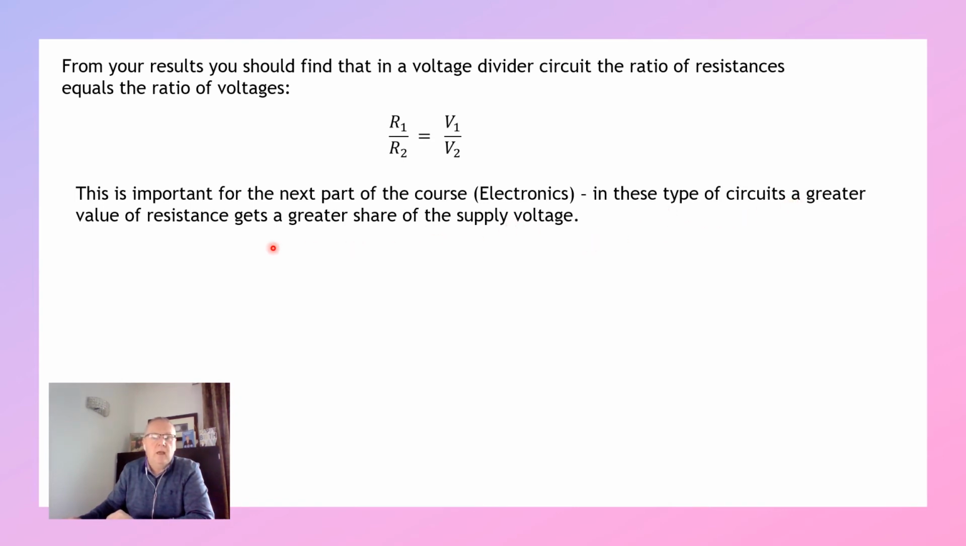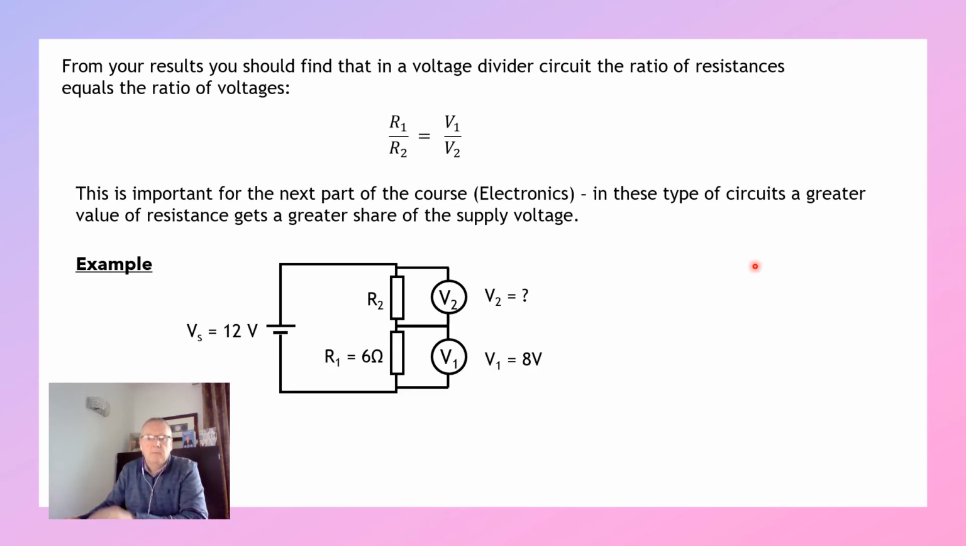And the main thing to get is if you've got in a voltage divider circuit a greater value of resistor, then it gets a greater share of the supply voltage. That's the main thing you really need to take from this. The main bit for the electronics part is when you've got two resistors in a voltage divider circuit, the bigger value of resistor gets the bigger share of the voltage, because we'll come back to that.